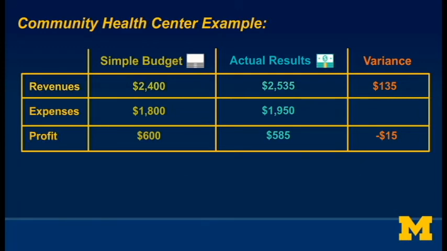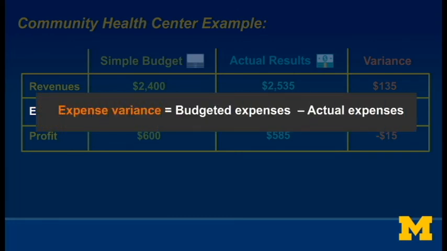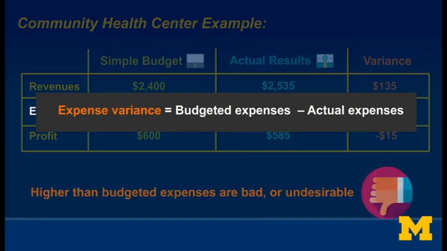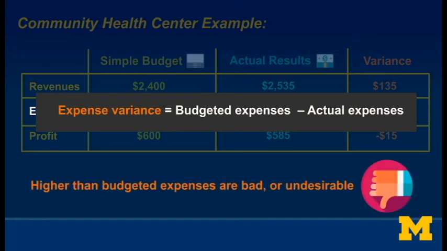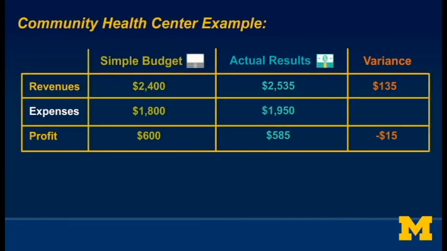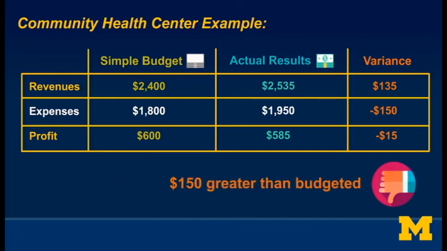Now let's take a look at the expense side. The expense variance is defined as budgeted expenses minus actual expenses. Note that we had to reverse the calculation here to show that higher than budgeted expenses are bad or undesirable and hence create a negative variance. In this example, $1,800 minus $1,950 equals negative $150. This means that the center's expenses were $150 greater than budgeted.